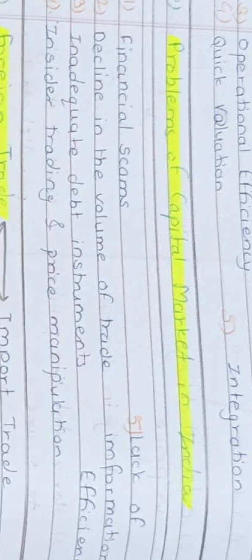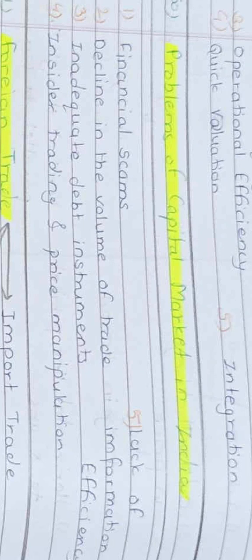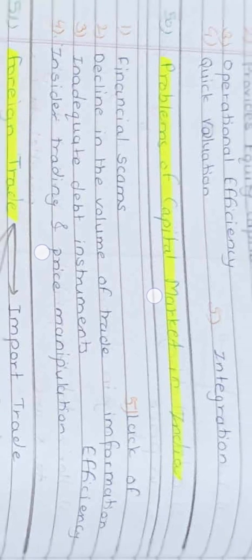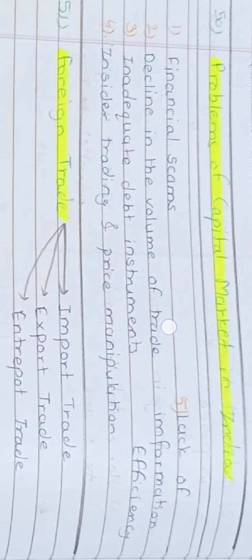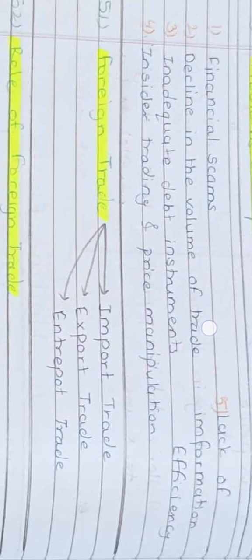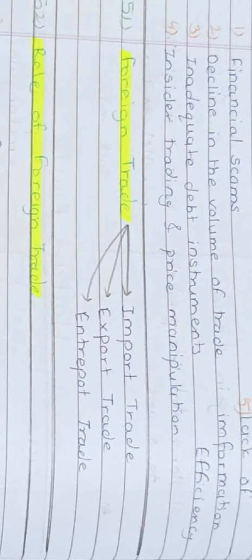Role of capital market in India: mobilizes long-term savings, provides equity capital, operational efficiency, quick valuation, and integration. Problems of capital market in India: financial scams, decline in the volume of trade, inadequate debt instruments, lack of informational efficiency, insider trading, and price manipulation. Foreign trade contains import trade, export trade, and entrepot trade.